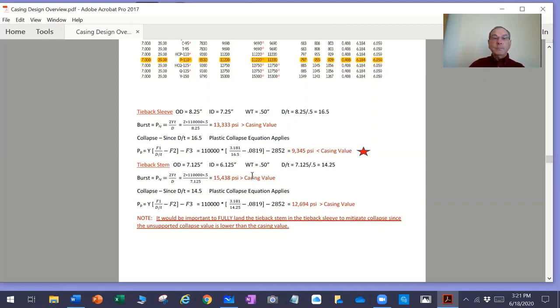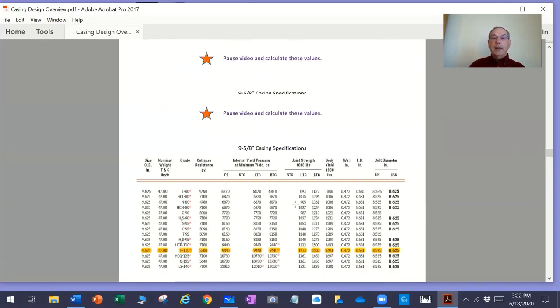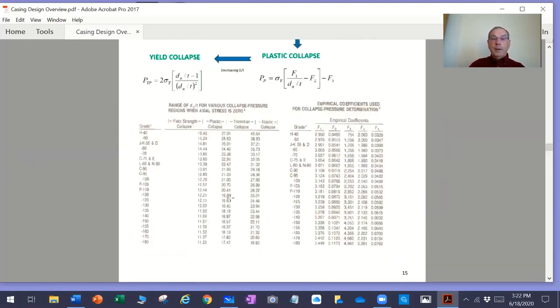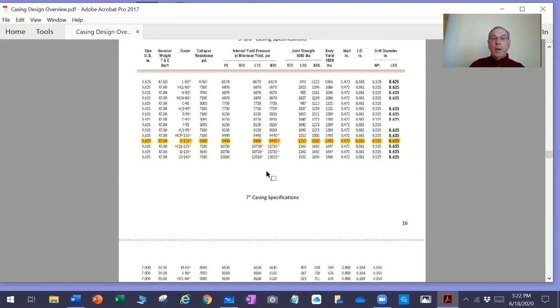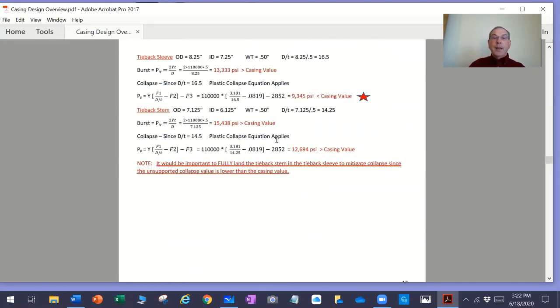So that's good. Now the collapse value for the stem, since D over T ratio is 14.5, the plastic collapse equation applies. Looking at our table up here, using this table, the plastic equation applies. We plug the values into the plastic equation, and we get a value of collapse for the tieback stem of 12,694 pounds, which is greater than the casing value. So the only one that was less than the casing value was the collapse of the tieback sleeve.